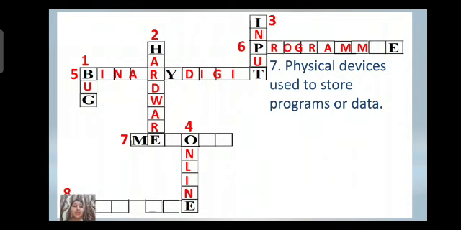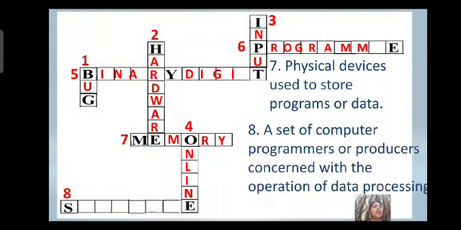So moving on to the next, can you tell me the physical devices that are used to store programs or data? Yes, it is called memory. Memory card, memory chips. We used to call these memory cards. So what is memory card? Memory card is the one that is used to store data. Clear? Moving on to the next. It is a set of computer programs or procedures concerned with the operation of data processing. We call them software.